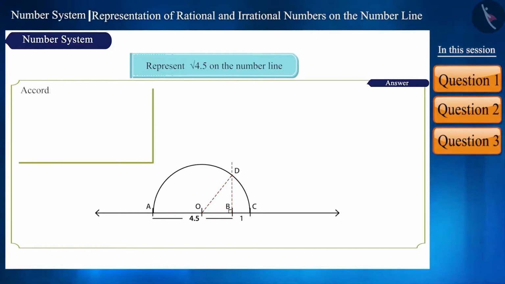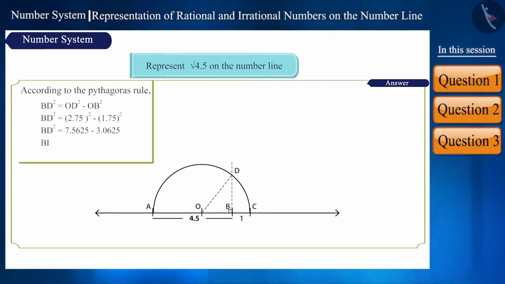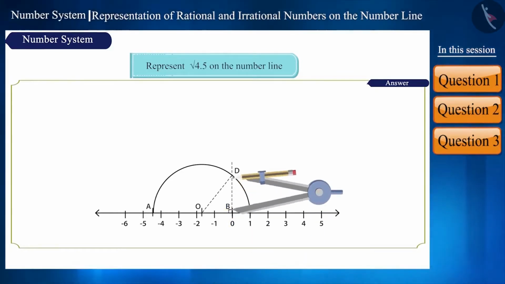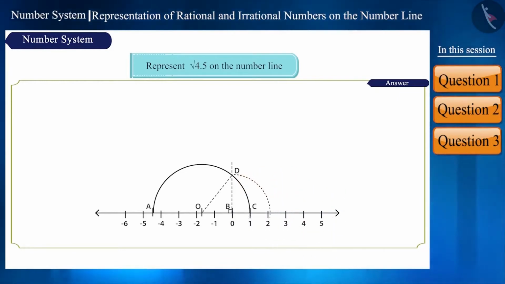In triangle OBD, on applying the Pythagoras theorem, we can find the length of BD. We will get BD as root 4.5. To represent this on the number line, we consider point B as 0 and point C as 1, and by taking the radius as BD, we will draw an arc on the number line like this. This point on the number line will represent root 4.5. In this way, we can represent any positive real number on the number line.